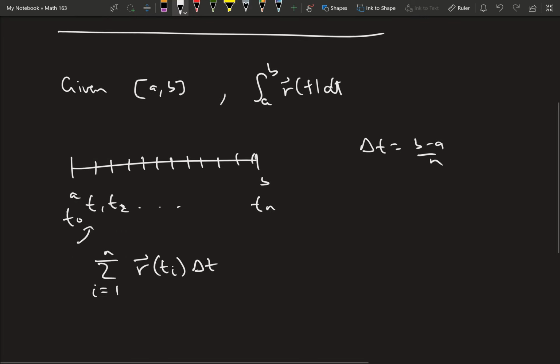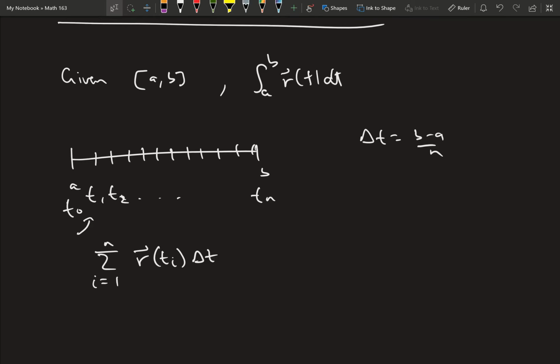And what would we do with this? We would take the limit as n goes to infinity to make finer and finer subintervals, and that would converge to our integral of r of t dt from a to b.